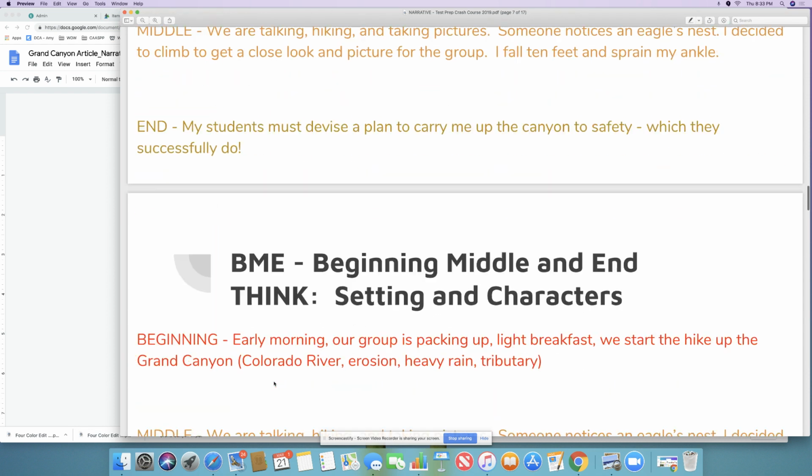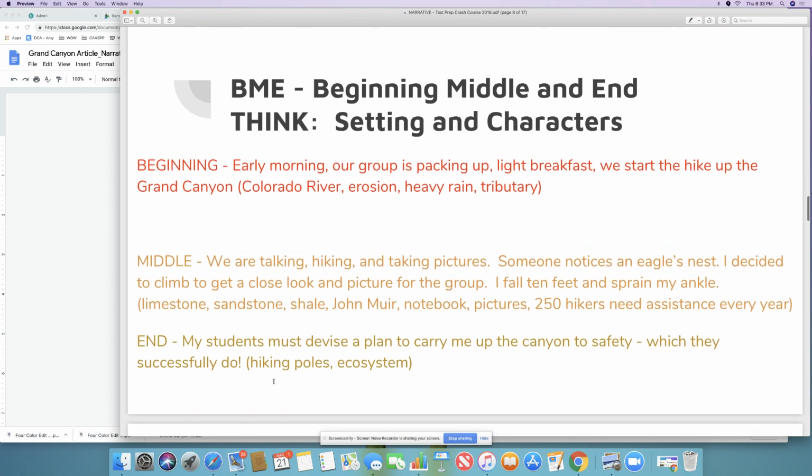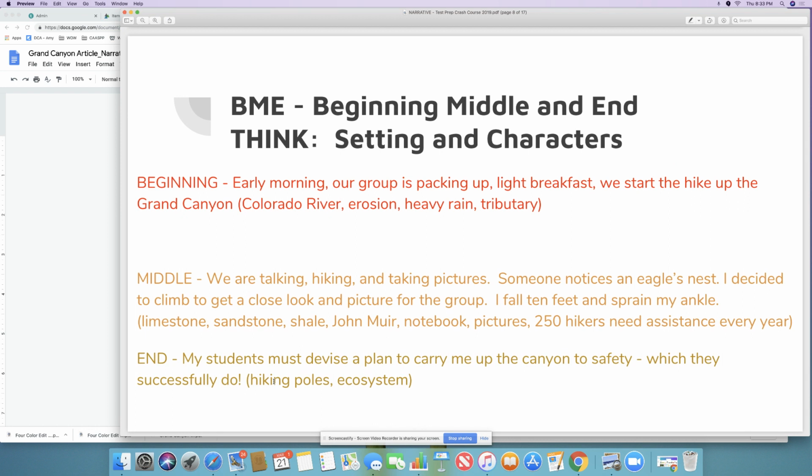Now, before I'm done with that, I want to go back and look at that article. Because if you remember, and this is so important, I need to use words from the sources that were on the test to help me develop my story. So it talked about the Colorado River. It used the word erosion, heavy rain, tributary. There were words like limestone, sandstone, shale. It mentioned John Muir. Notebooks, pictures, 250 hikers need assistance every year.